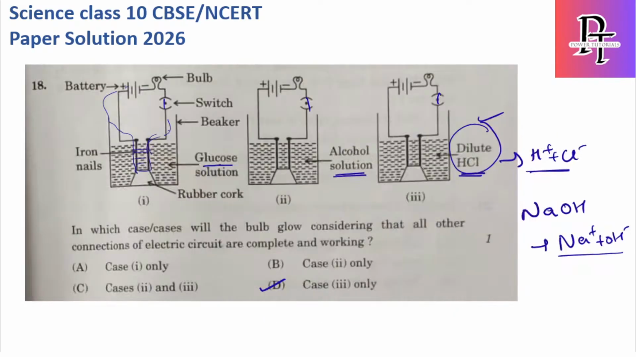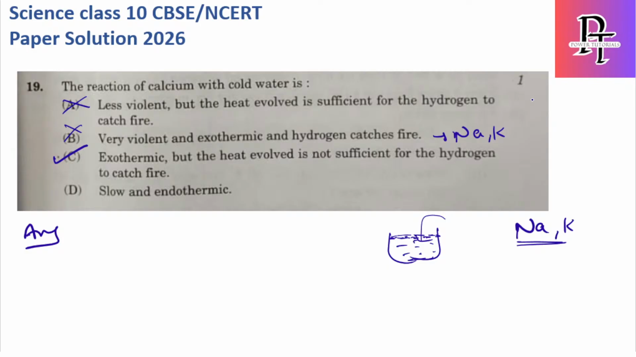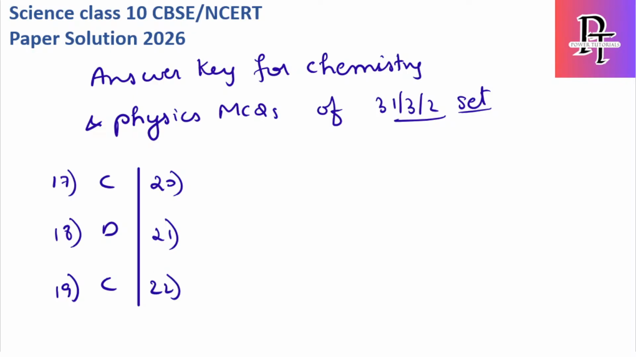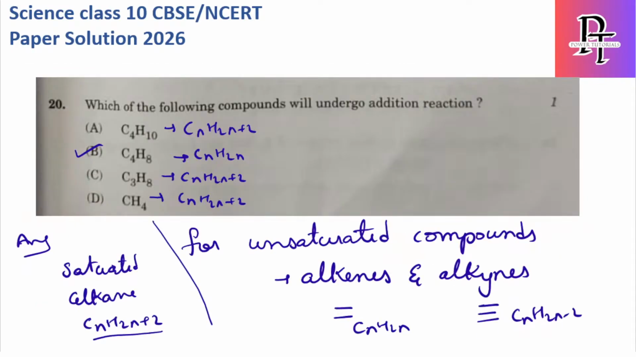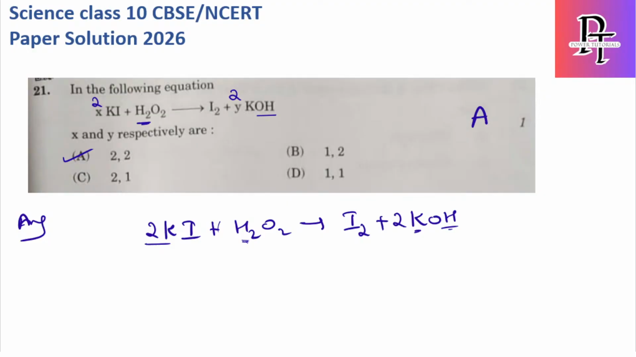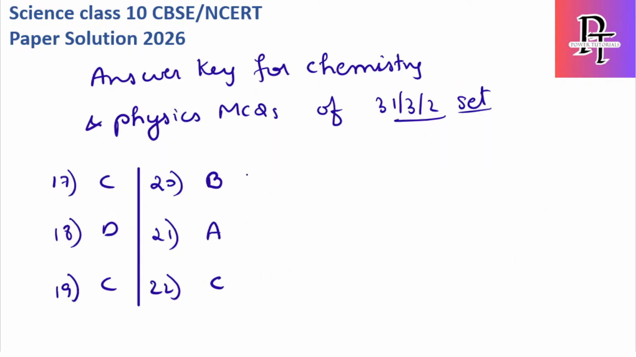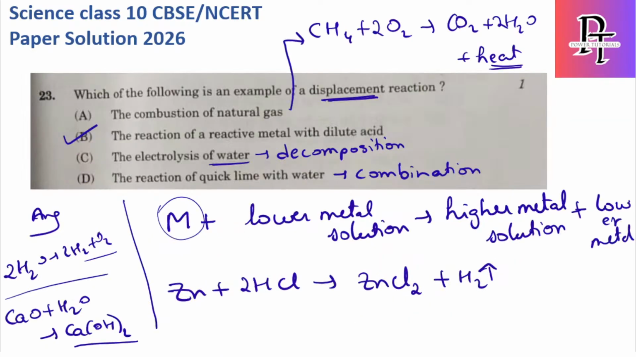17 is C, CDC. 17, 18, CDC. 20, 21, 22. Let's write for these three. 20 is B, 21 is A, BAC. Next we have 23, 24. 23 is B, 24 is A.